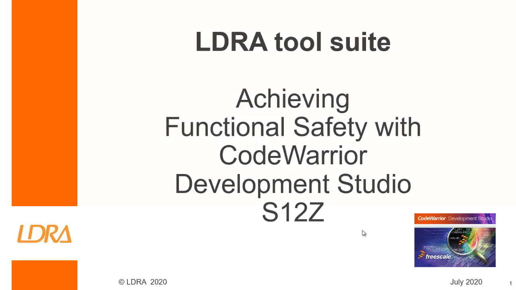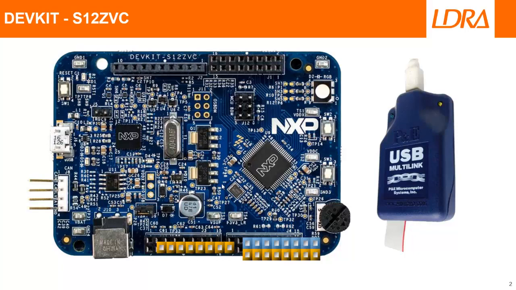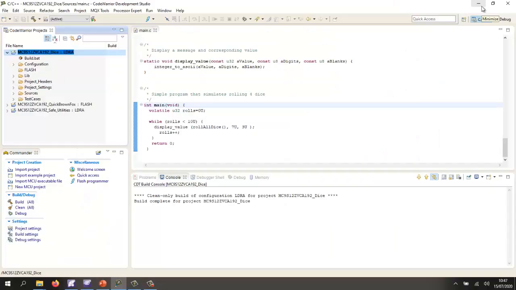Hello, this video is going to show how we can achieve functional safety using the CodeWarrior Development Studio for an S12Z. This is the board that I've got connected to my laptop at the moment, and it actually has an onboard debugger built in, but otherwise I could have connected using an external USB multi-link. This is CodeWarrior, and inside CodeWarrior I've created a simple project.